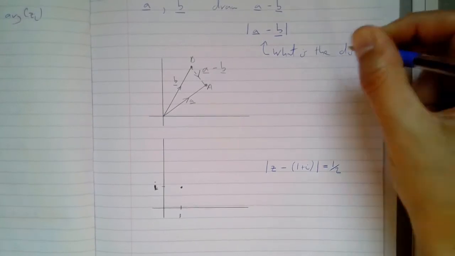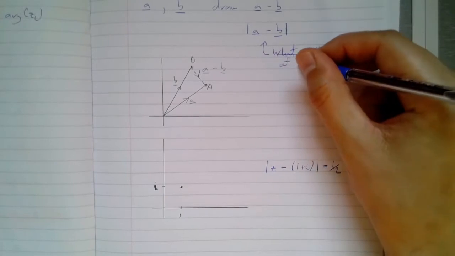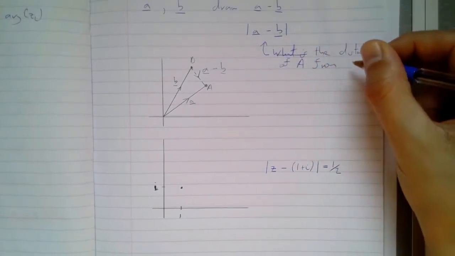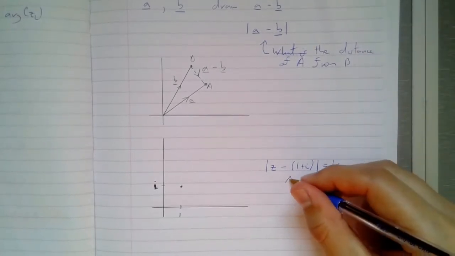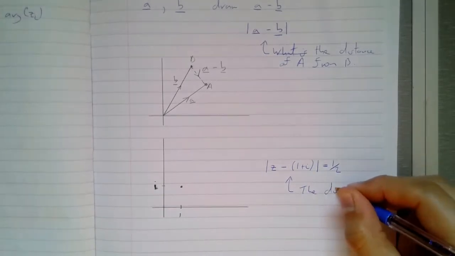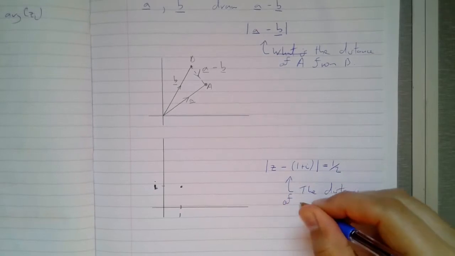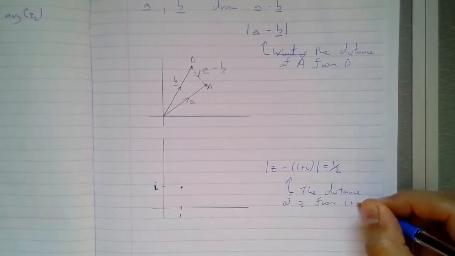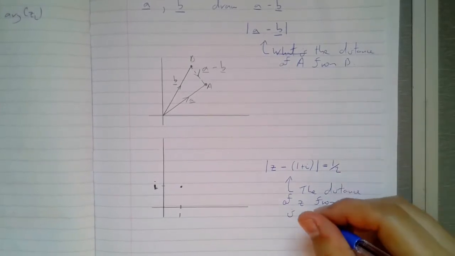What does the distance mean? The distance of A from B, and that's points. So this must mean the distance of Z from 1 plus I is a half, because it's equal to a half.